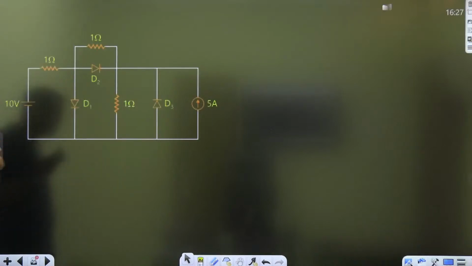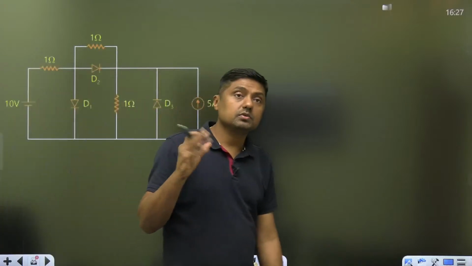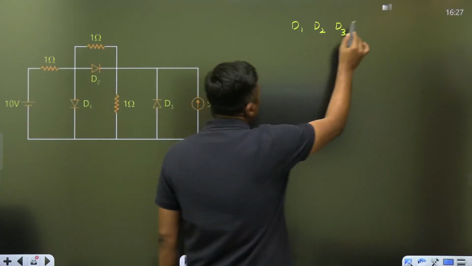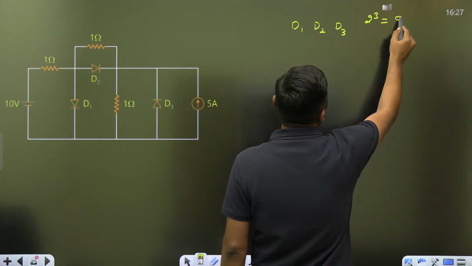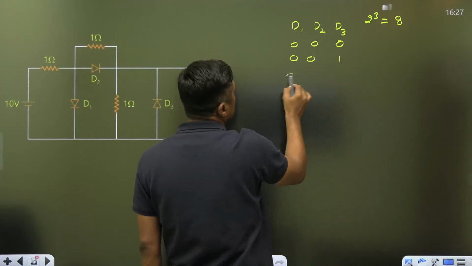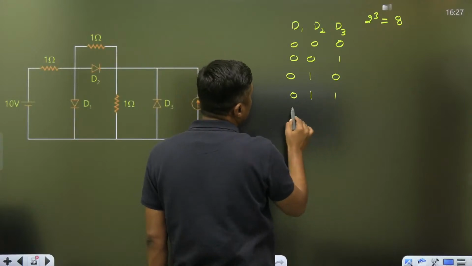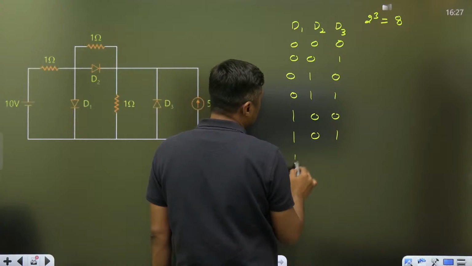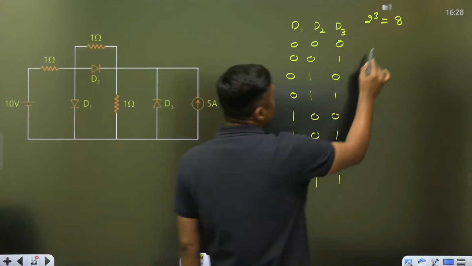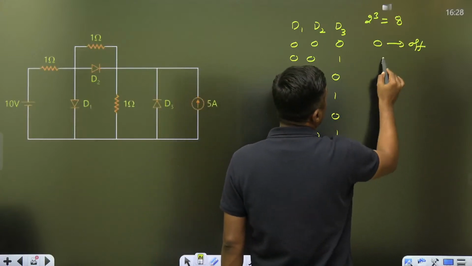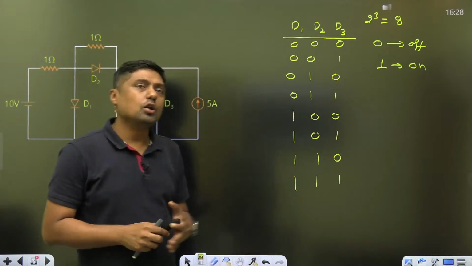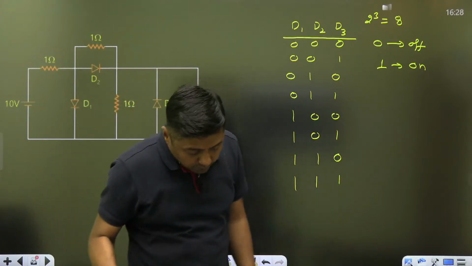Now if there are 3 diodes, guys, just like in digital, what are the total conditions? 2 to the power 3, 8. 0 0 0 means all are off. 0 0 1, 0 1 0, 0 1 1, 1 0 0, 1 0 1, 1 1 0, and 1 1 1. There are total 8 conditions. 0 means off and 1 means on. So if in the exam hall you are going to check all 8 conditions, it will take more than 5 minutes.